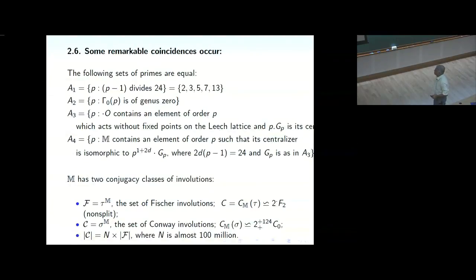As I said, M has two conjugacy classes of involutions. One is the Fischer involutions I mentioned a little earlier, and the other is the Conway involutions. The fact is, if you assume that G is a simple group which contains an involution with this centralizer, then the monster is uniquely present.